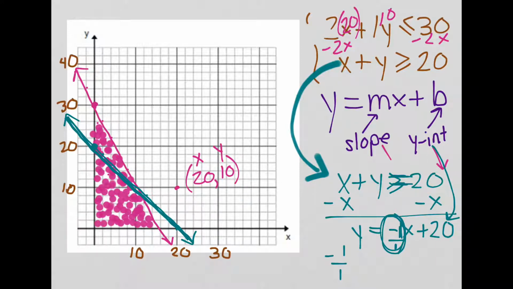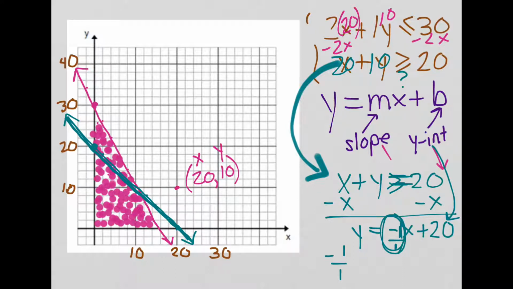Just for convenience, should we test that same point, 20, 10? Well, if we put in a 20 instead of x, and a 10 instead of y, 20 plus 10 is 30. Is that bigger than 20? Yeah, 30 is bigger than 20. This is saying, could they buy 30 ads? Well, yeah, if they had unlimited money, all the money they want, then they could totally buy 30 ads.